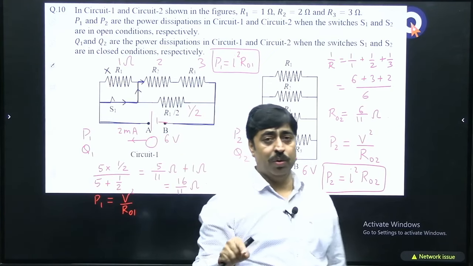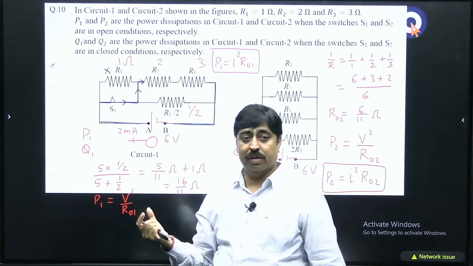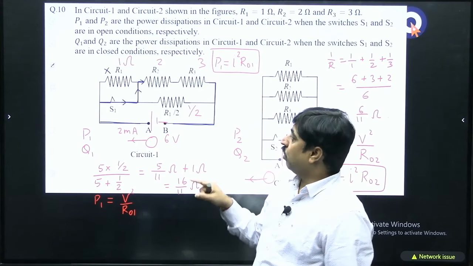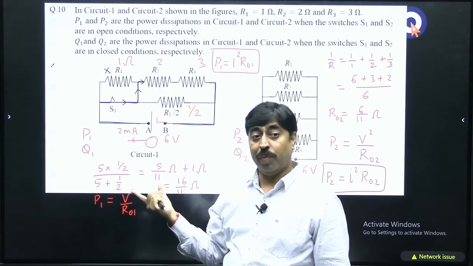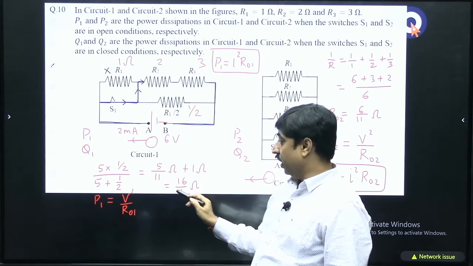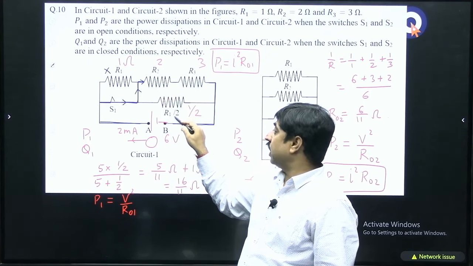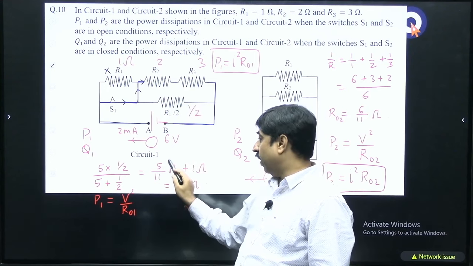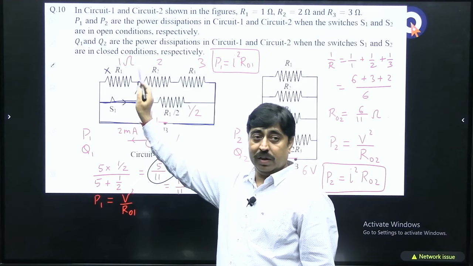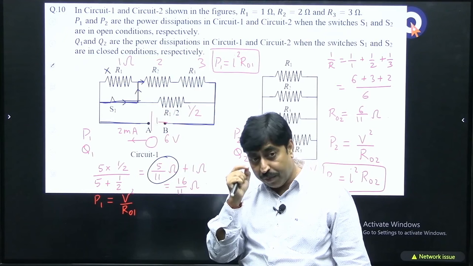So, when the switch is closed, the equivalent resistance will have a different value, isn't it? What will be its value? These two are still in series and this is in parallel with that. These two in series make 5. 5 and this half in parallel make 5 by 11. So, when this switch is closed, shorted, this resistance has no role to play and the equivalent resistance is 5 by 11.